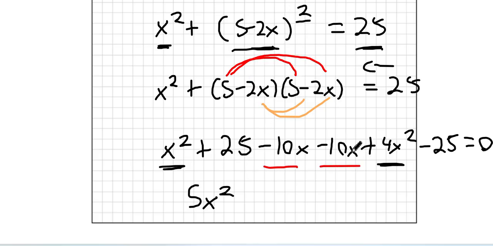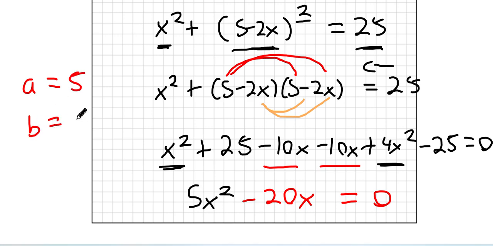Minus 10x minus another 10x. No, they're both minuses. You owe somebody 10. Minus 20, yeah? And then 25 and 25. 25, take away 25. 0. Now you're at the minus b stage. What's your a value? B value. Minus b value. C value. And you have to do the minus b formula now.